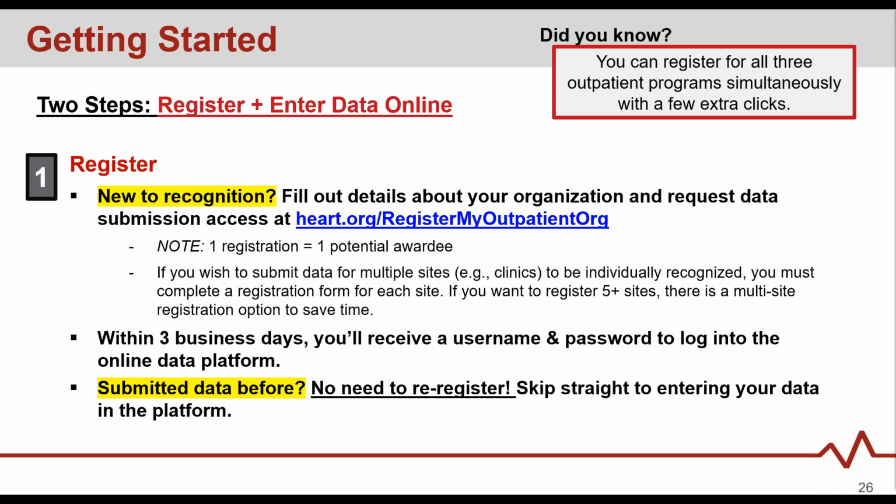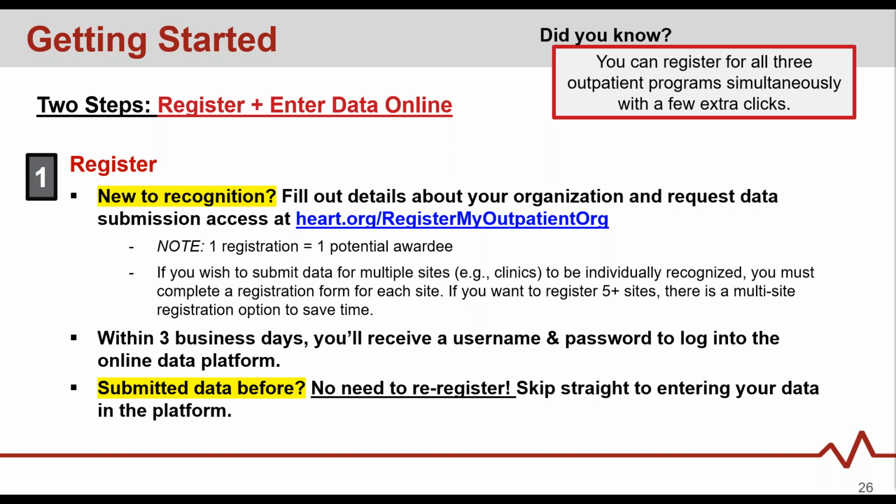If you're new to submitting data for Target BP, please go to heart.org/register-myoutpatient.org to register your organization. If you've submitted before and already have a profile, you do not need to re-register. You can skip straight to entering data, which we'll cover next. Just note that one registration equals one potential award.